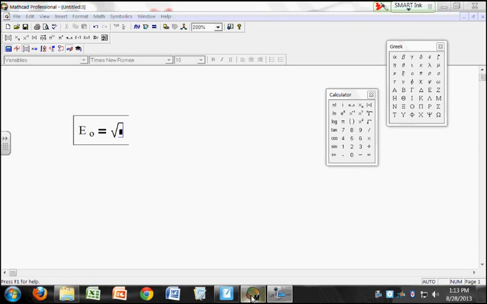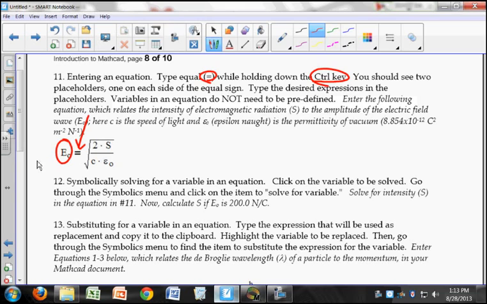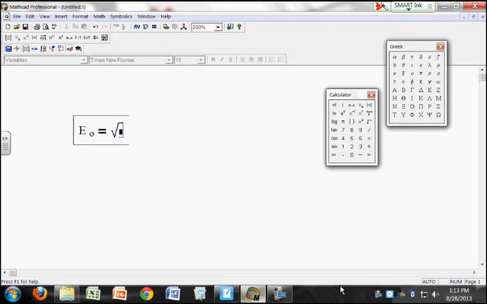So what was the formula for E naught? It's 2 times s over c times epsilon naught. So I'm going to enter 2 times s, space bar, divided by c times epsilon, control g, make it Greek. So E control G is epsilon, and dot O would give me that. Notice Mathcad is not complaining. It doesn't know what c is. It doesn't know what epsilon naught is. It doesn't know what s is, but it's not complaining. It's not putting it in red because I'm not asking it to do any calculation. I'm just writing an equation.